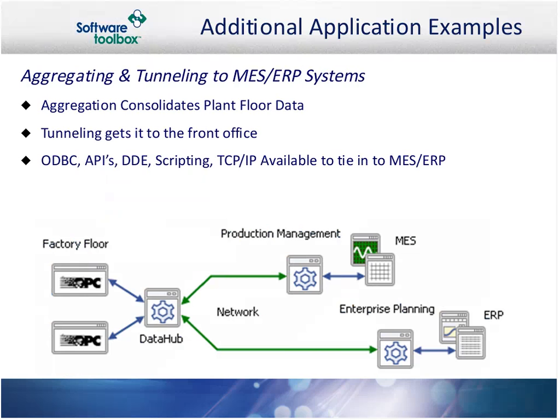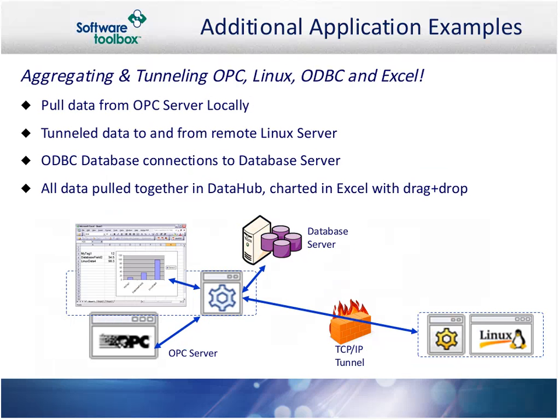So aggregation tunneling to MES/ERP systems might involve OPC aggregation to consolidate factory floor data. You've got OPC tunneling to get the data past firewalls, and OPC to web browser, OPC to Excel or ODBC, or even custom programs using the Data Hub's APIs to put the data where it can best be used by the MES or ERP system. And in this slide here, we have aggregating from an OPC server in a Linux box on the other side of a firewall and putting the data into an ODBC database and an Excel connection that reads the historic data from the database for charting.